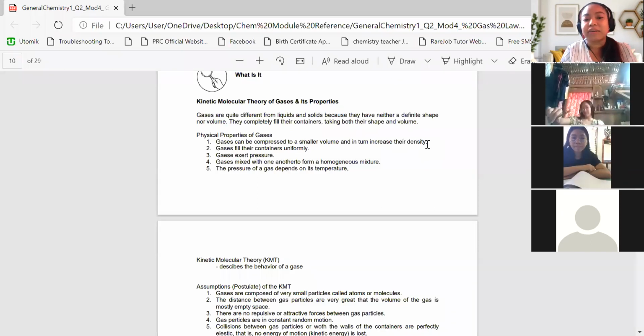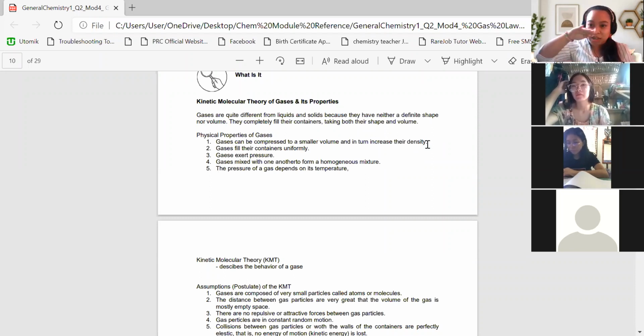Next, gases fill their containers uniformly. Dili parehas sa solid, kung asa nimo siya gibutang sa container, mao ra siya. Or ang liquid, naay meniscus, naay curvature sa taas. So, while the gases, they fill all the spaces of the container. Gases exert pressure. Now, in what way do gases exert pressure?